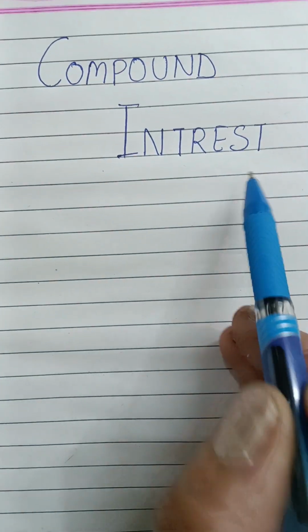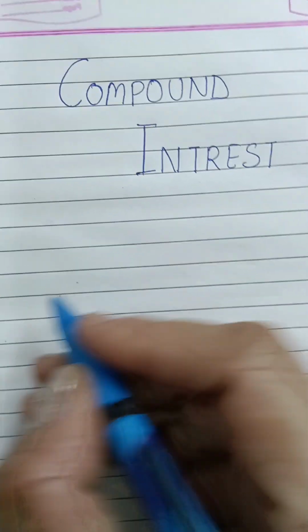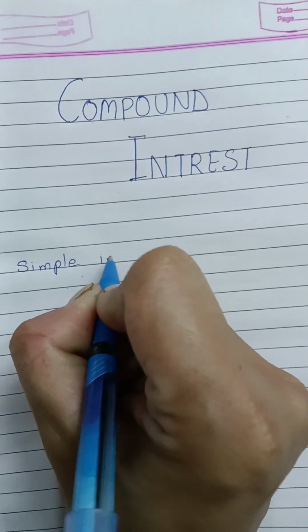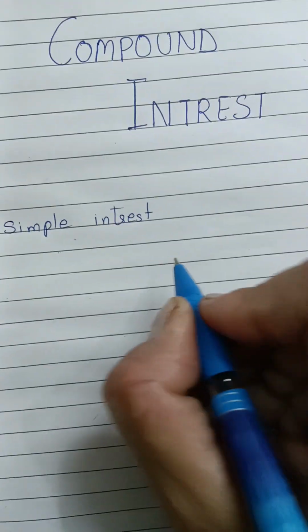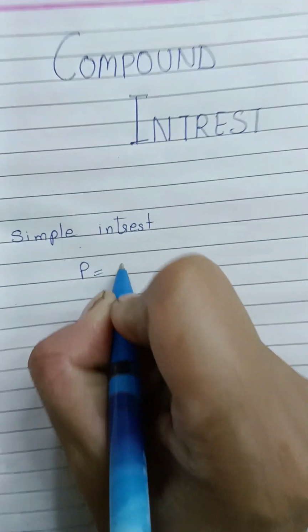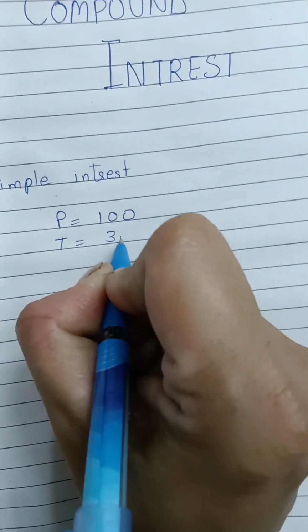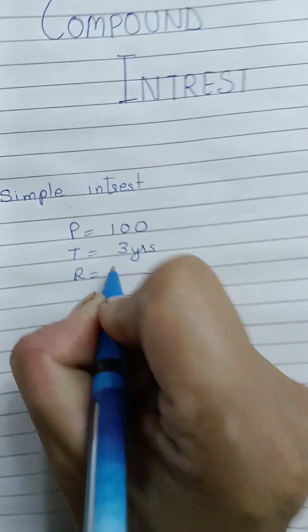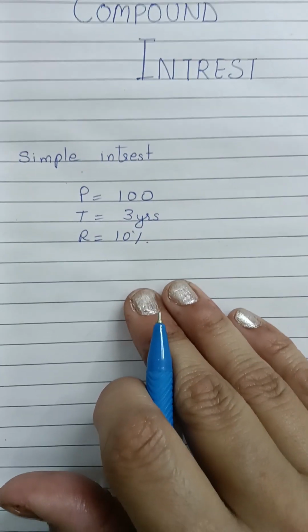Compound interest. Before we go into this topic, we need to know what simple interest is. For example, if you have rupees 100 as principal and you lend it to somebody for a time period of 3 years at simple interest, say the rate is 10%. Now, what will be the amount you pay after 3 years?